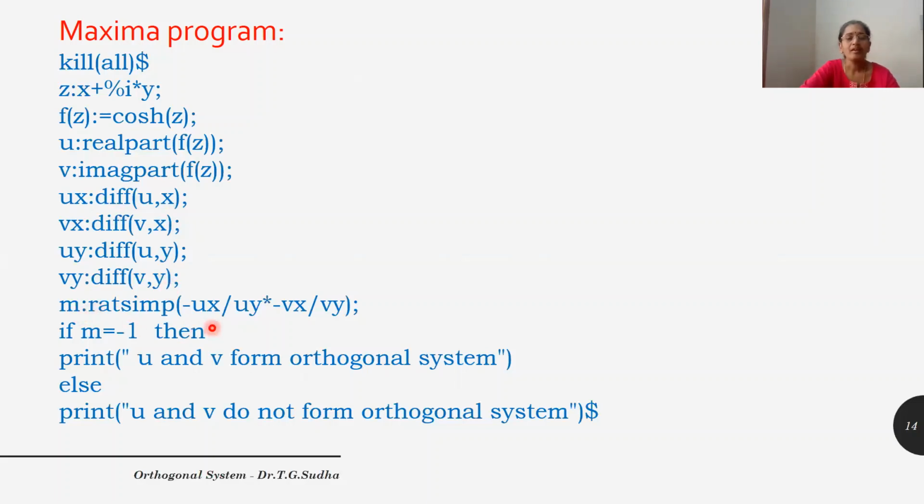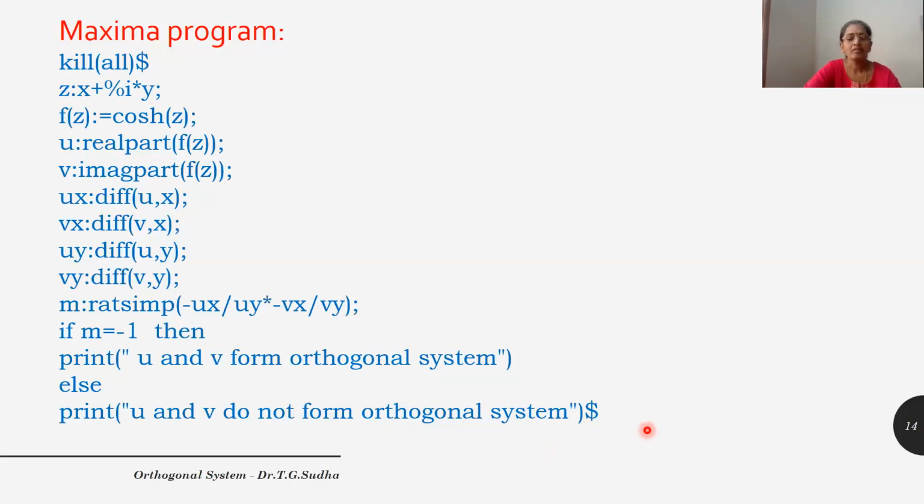m is nothing but m1 into m2, that is minus ux by uy into minus vx by vy. Here once again we need simplification, so let us use ratsimp. Because Maxima doesn't simplify by default, so we need to use commands like ratsimp, radcan, etc. So if m is equal to minus 1, then the two curves, that is u and v, form an orthogonal system. Suppose m is not equal to minus 1, then u and v do not form the orthogonal system.